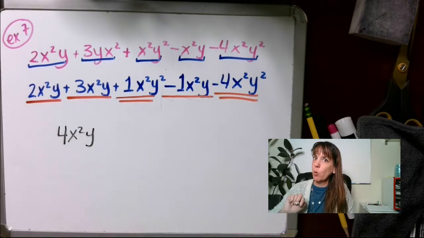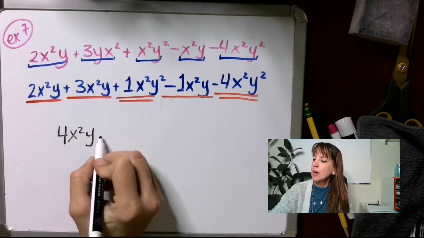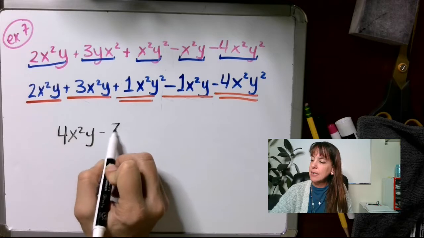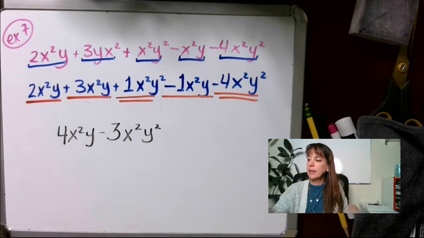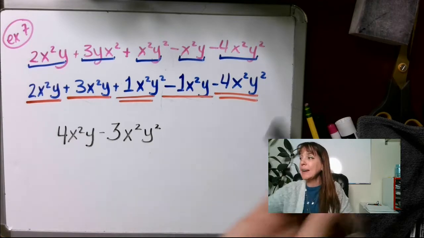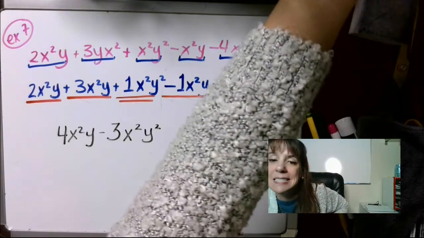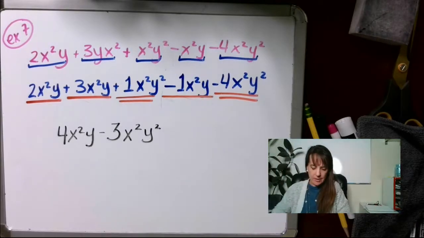Now our x squared y squareds, we have 1 and -4. This is why it's important you underline those operations. 1 and -4 is going to give us -3 x squared y squared. -3 x squared y squared. And now we can't combine those because they do not match exactly, okay? So that is our example there.